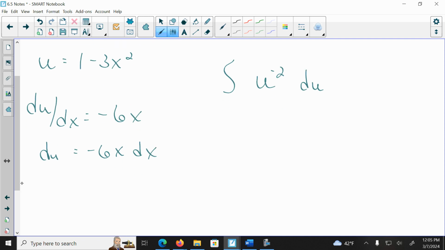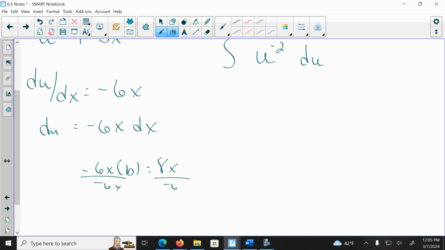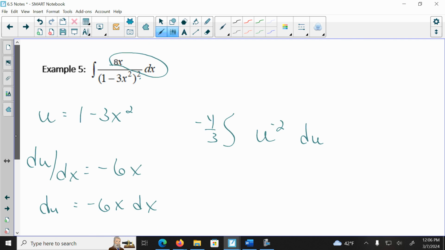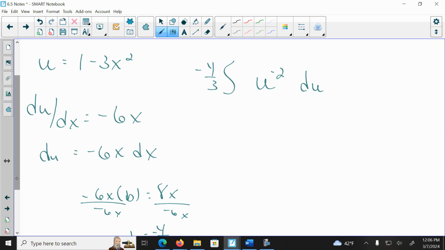So you're asking yourself, right now you have negative 6x, right? What do I have to multiply negative 6x by in order to get 8x? So that's going to be negative 4/3. Does that make sense what I did? Yes. So right now you have one thing raised to a power, and then you have other stuff. The other stuff is what you have to fit into this du. Make sense? So now I'm just going to leave this negative 4/3 out in front.